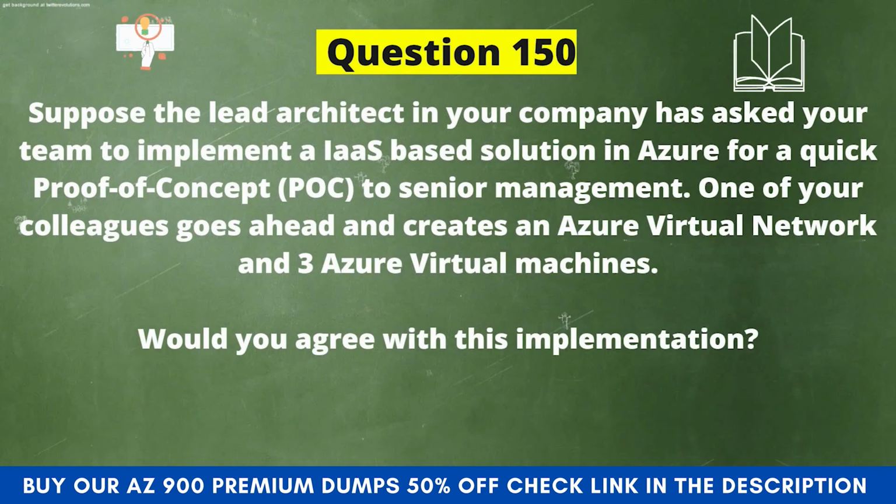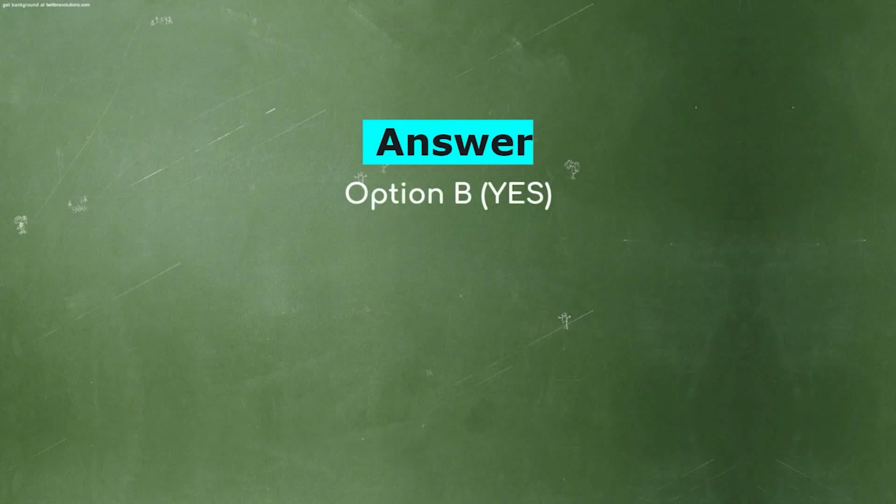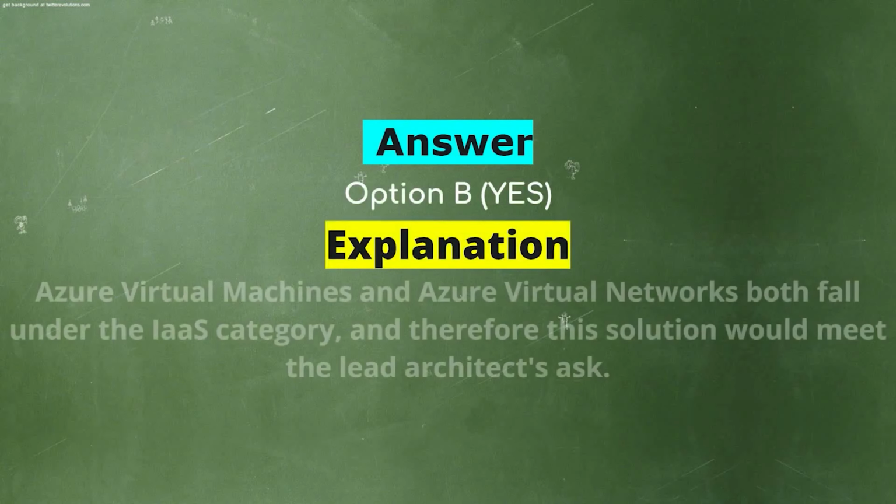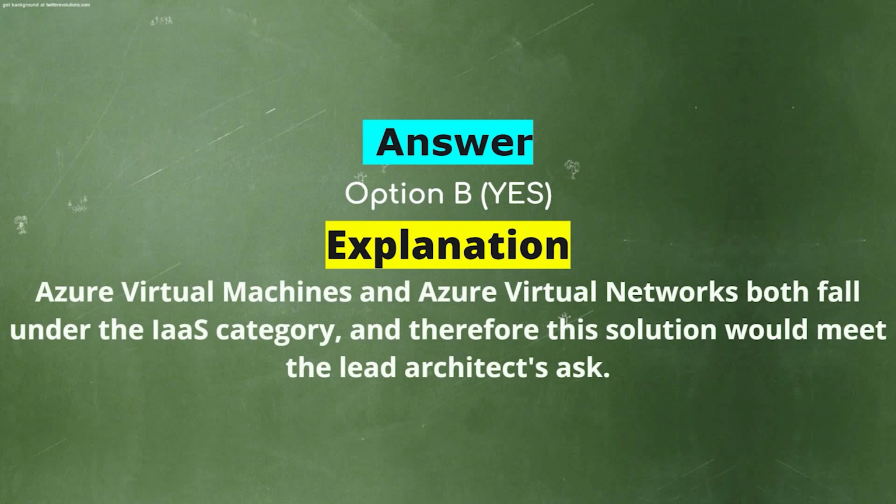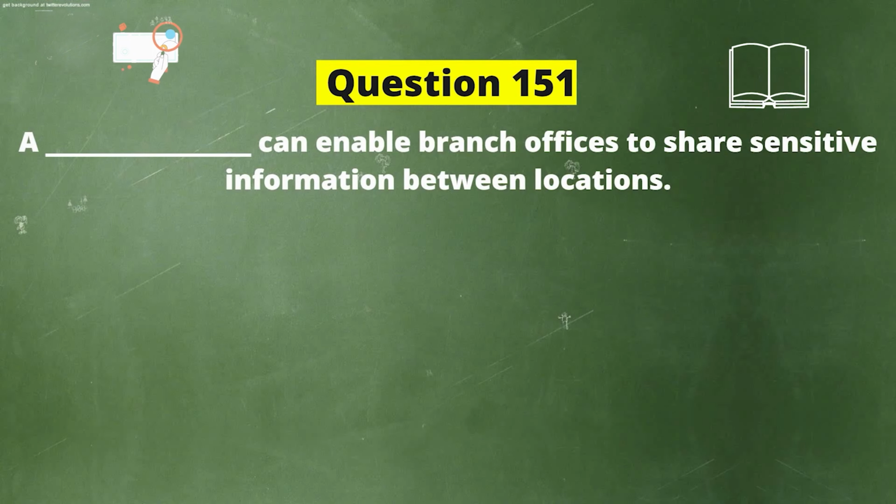Next question. Suppose the lead architect in your company has asked your team to implement an IaaS-based solution in Azure for a quick proof of concept to senior management. One of your colleagues goes ahead and creates an Azure virtual network and 3 Azure virtual machines. Would you agree with this implementation? Option A, no. Option B, yes. And the correct answer is option B, yes. Explanation. Azure virtual machines and Azure virtual networks both fall under the IaaS category, and therefore this solution would meet the lead architect's ask.